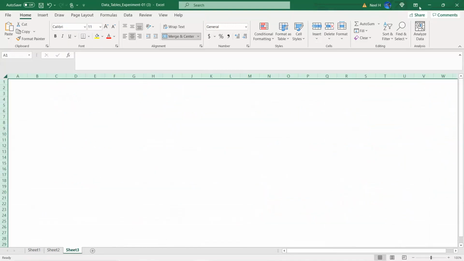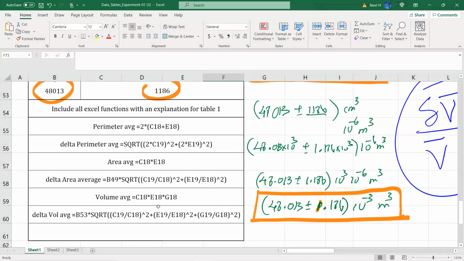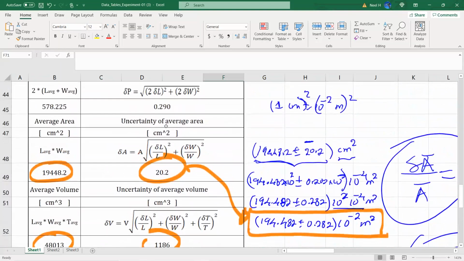Question, guys. For the part where you want us to include all the Excel functions and explanation for table 1, do you want us to plug in every function for each situation, or do you just want us to put a general concept of the functions? Each different function one time, okay? That means if I use the same function again and again, you don't need to repeat them. Make sense? Yeah, that makes a lot of sense. Yeah. So any other question, guys?